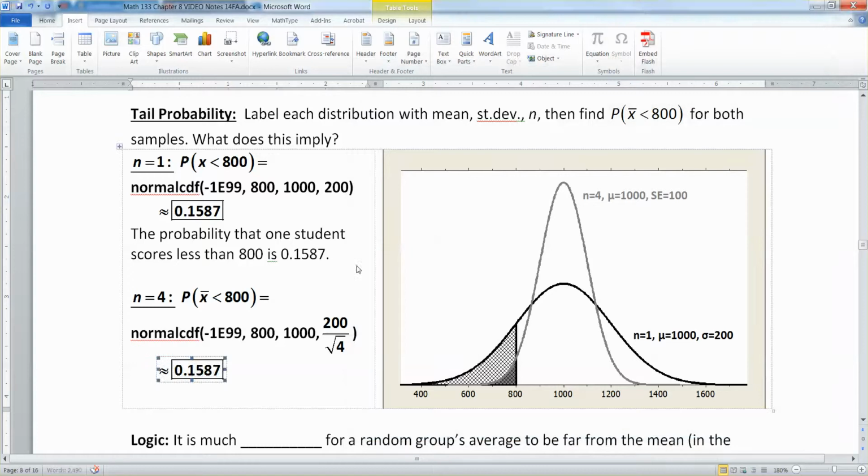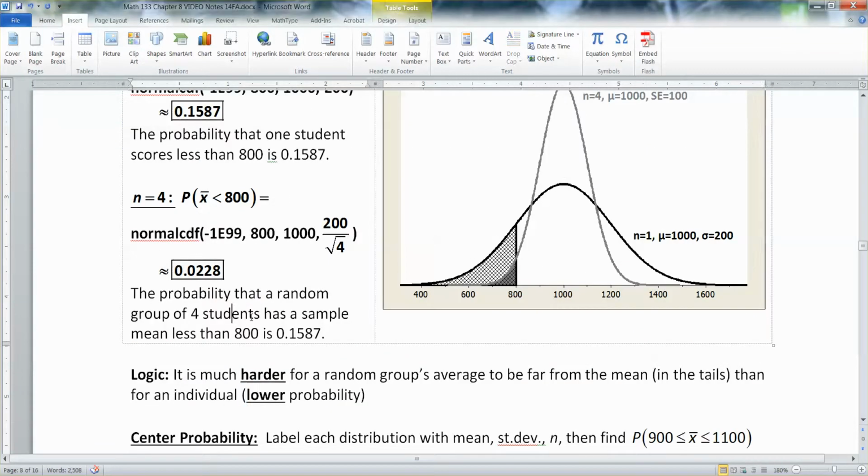Now realize what this is talking about. This is the chances that 4 random students have an average that's lower than 800. Let me write that up. There, this one's stating that the probability that a random group of 4 students has a sample mean less than 800 is 0.1587, or it's 0.0228. There we go.